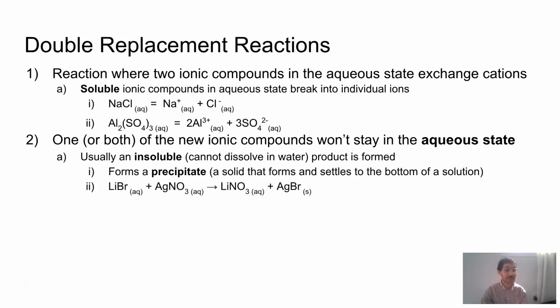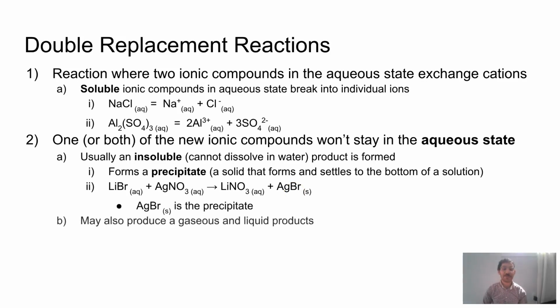An example of this would be if you took lithium bromide and you mixed that with silver nitrate. The silver bromide product that is formed is insoluble in water, and it would rain down in that container as a precipitate. Another thing that can occur is if you take two ionic compounds and mix them together, you might also produce gaseous or liquid products.